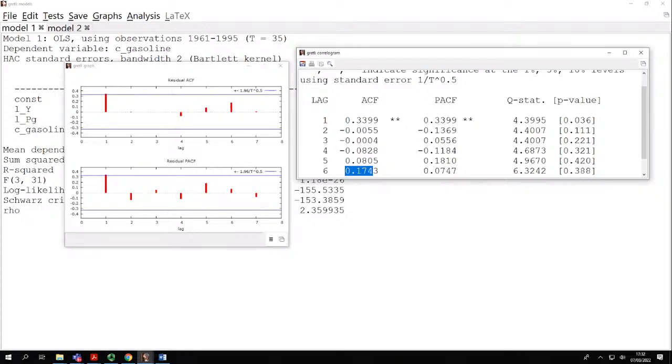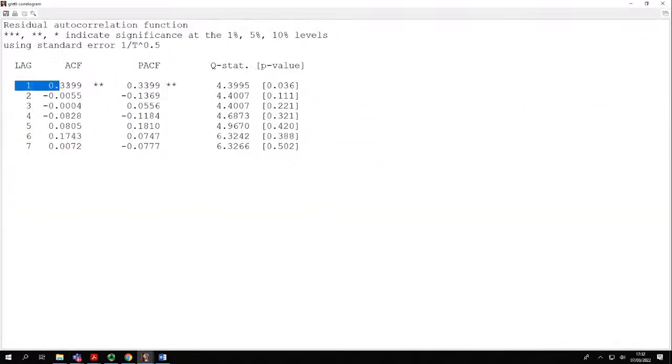And you can see that we have a problem only with correlation number 1, with the first bar here. And we can see that in the following graph here. In particular, I want you to pay attention to the Q-statistic and associated p-value. What is that?